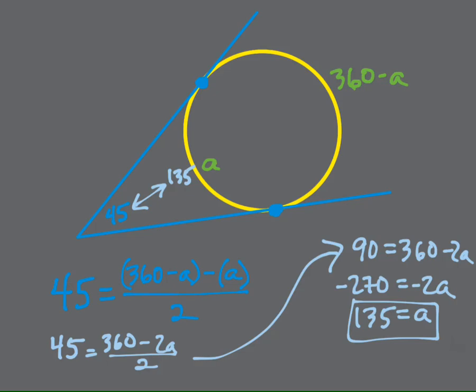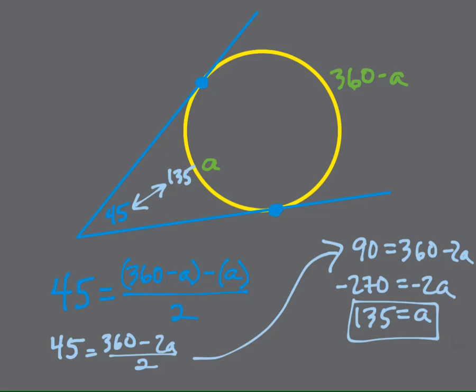If you have two tangents, and it has to be two tangents, it doesn't work if one of them is a secant. If you have two tangents, then the angle it makes is going to be supplementary. Not really supplementary, because supplementary means two angles add up to 180, but they're going to add up to 180. The angle is going to add up to 180 with the minor arc associated with it.